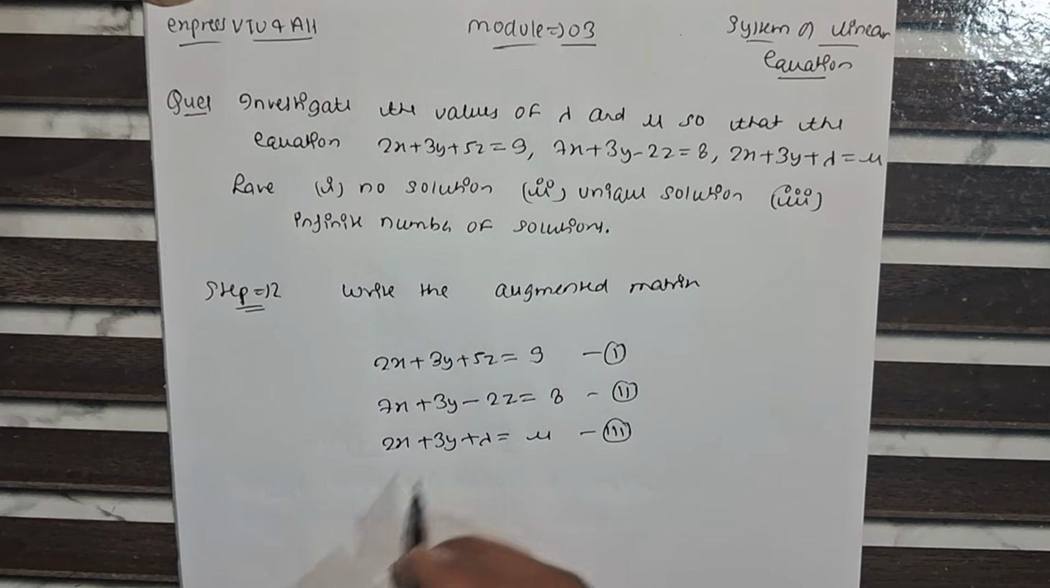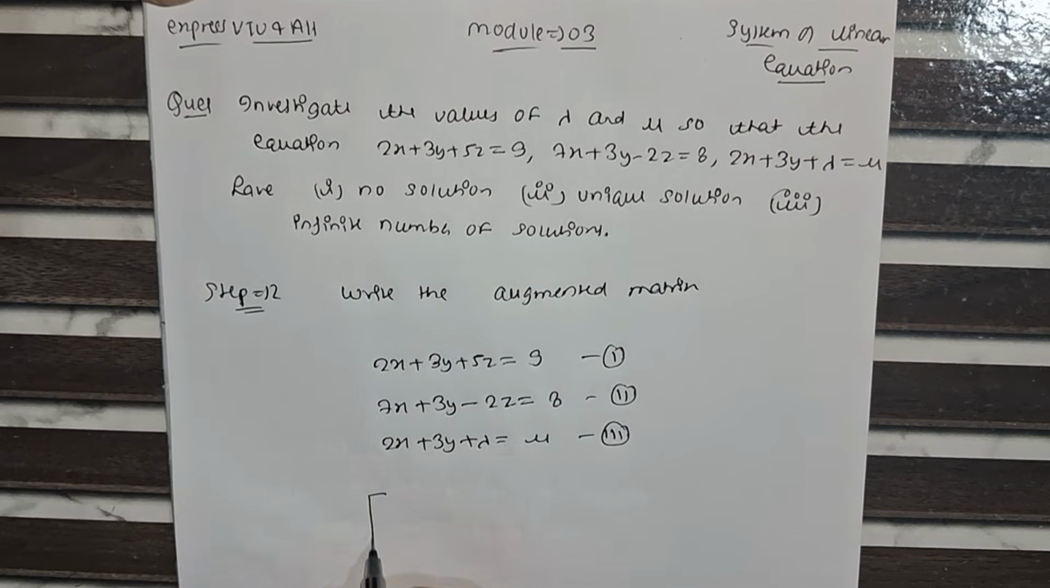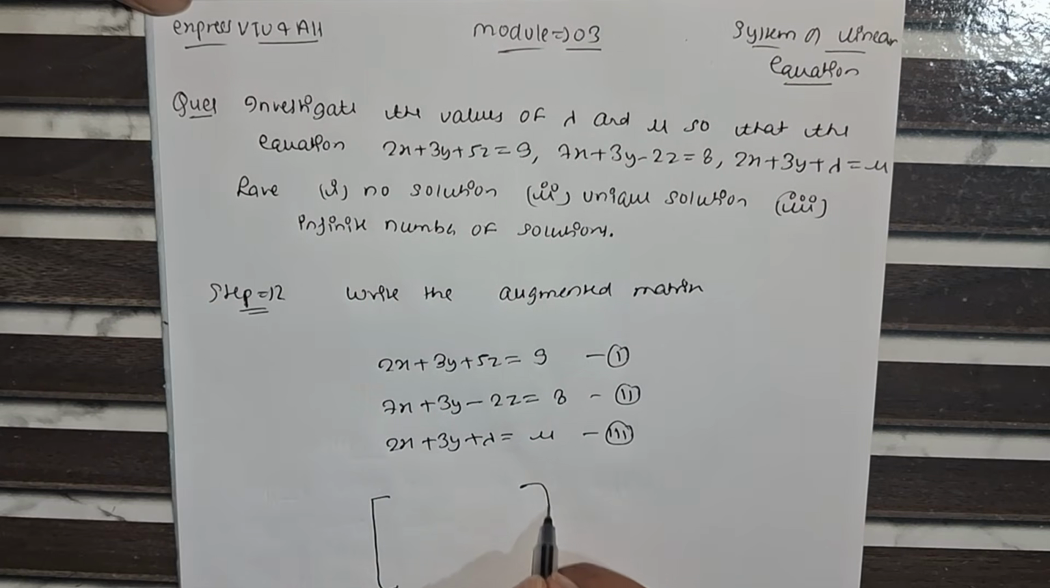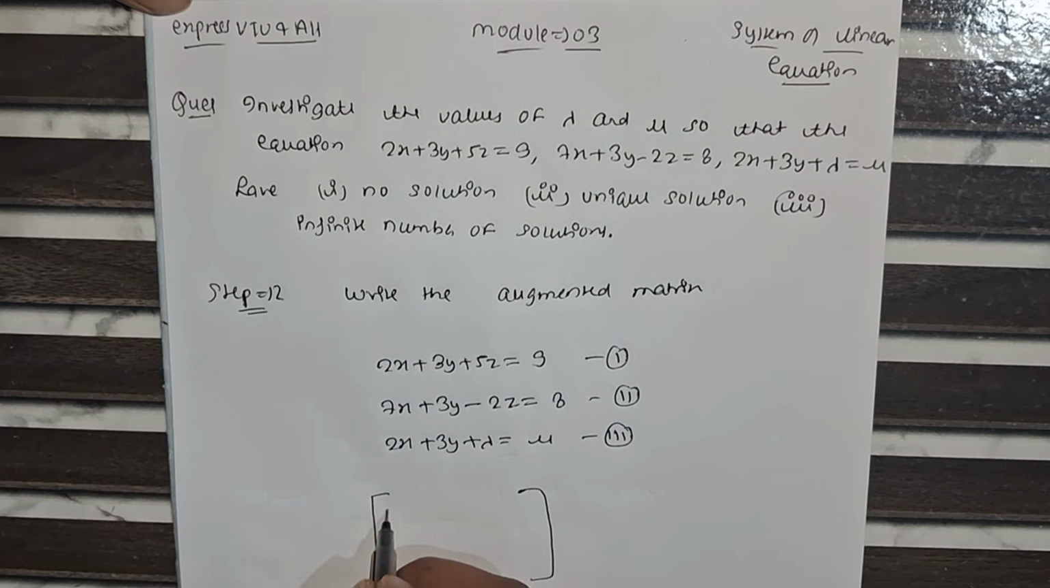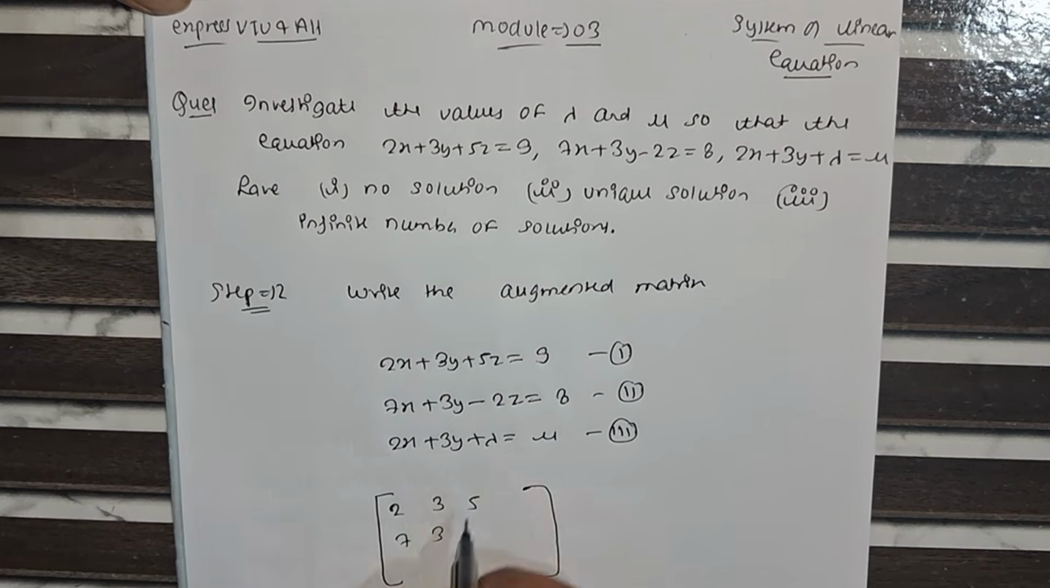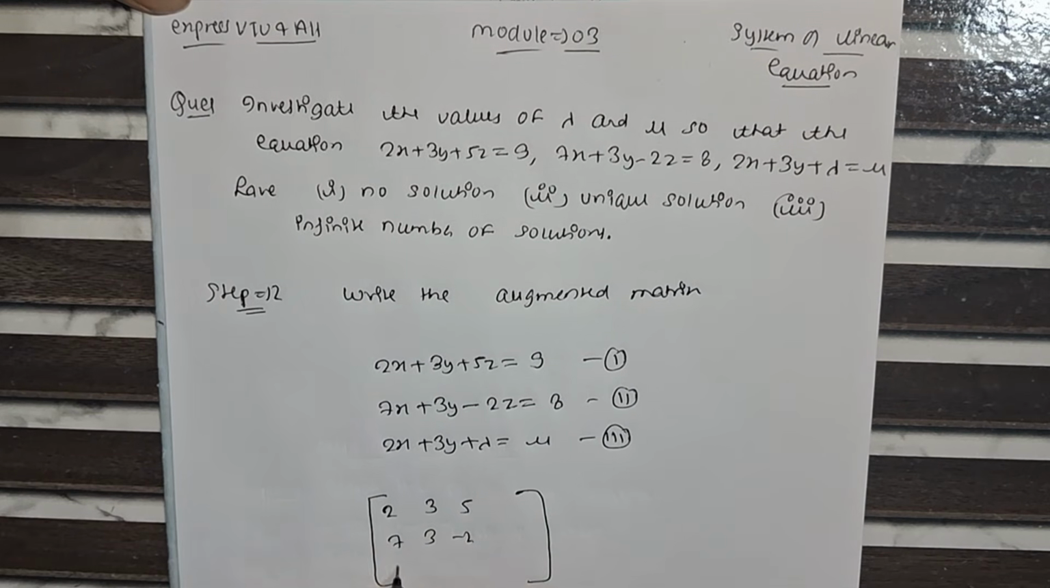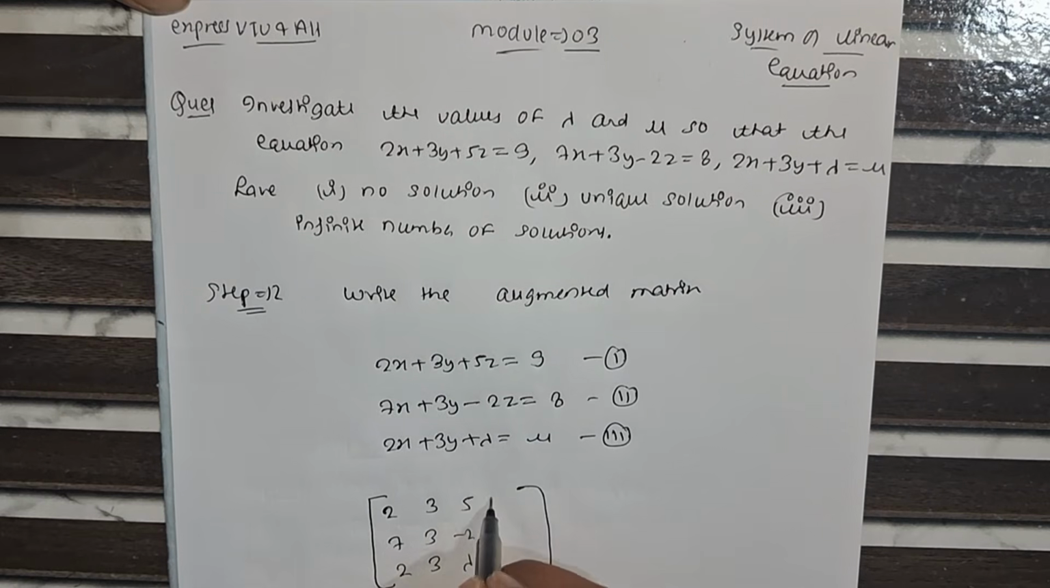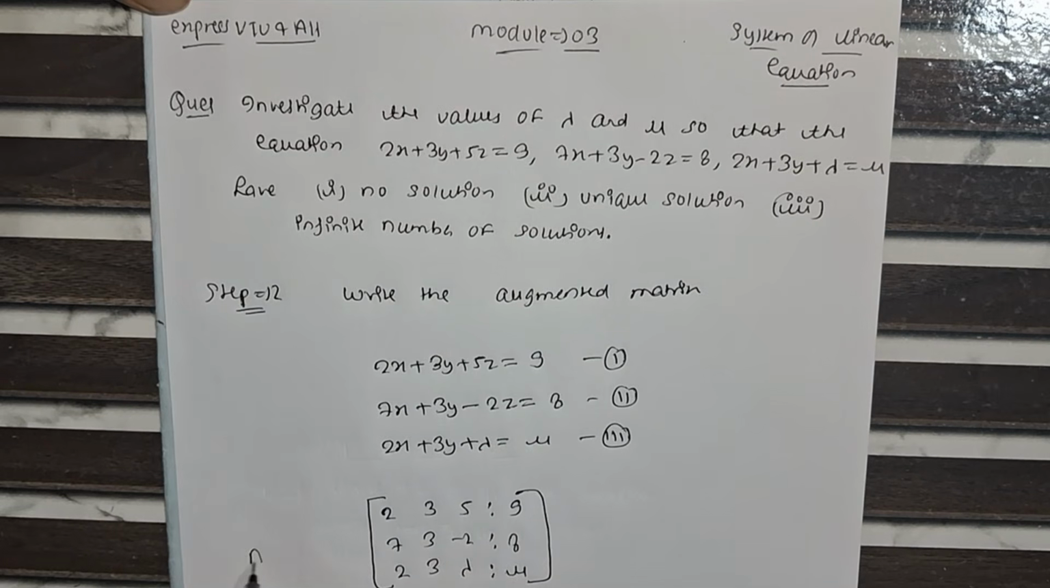So the augmented matrix for these equations is: 2, 3, 5; 7, 3, minus 2; 2, 3, lambda; and the right-hand side is 9, 8, and mu. This is nothing but A augmented with B.